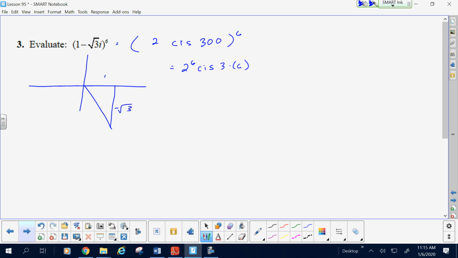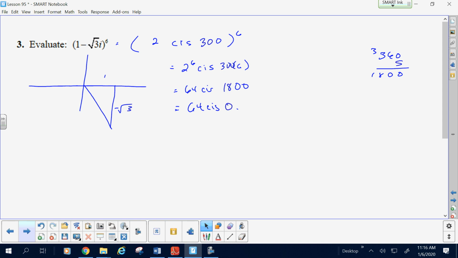And 300 times 6 is 1800, and 1800 is how many 360s? An even number of 360s? Seems like it's 5 equal 360s, isn't it? Yeah. I agree. So this is 64 cosine I sine 0. What would that be in rectangular if you were so inclined? 64, yes. All right, that is good stuff. You guys are darn good.